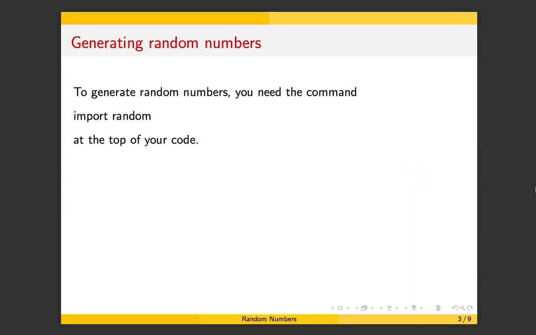So let's start with just getting random numbers. First and foremost, at the top of your code, you need this command here, import random. What that does is that imports a library that's built to help generate random numbers for you.